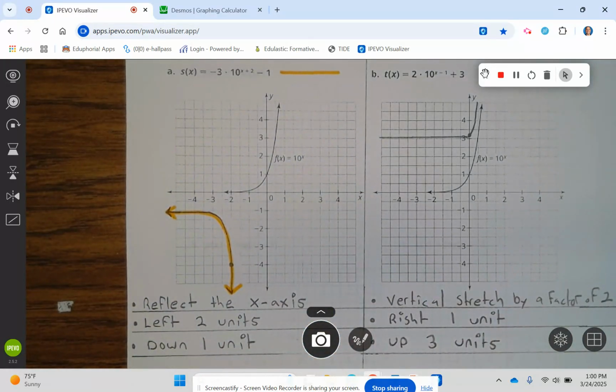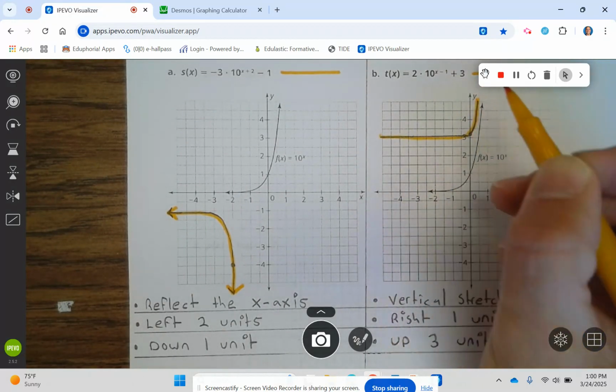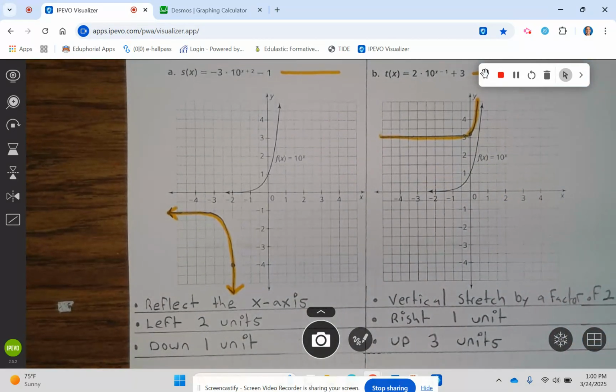B. T of x equals 2 times 10 to the x minus 1 plus 3. That's a vertical stretch by a factor of 2, right 1 unit, up 3 units. And that graph corresponds to this graph right here. All right, go ahead and finish it up.